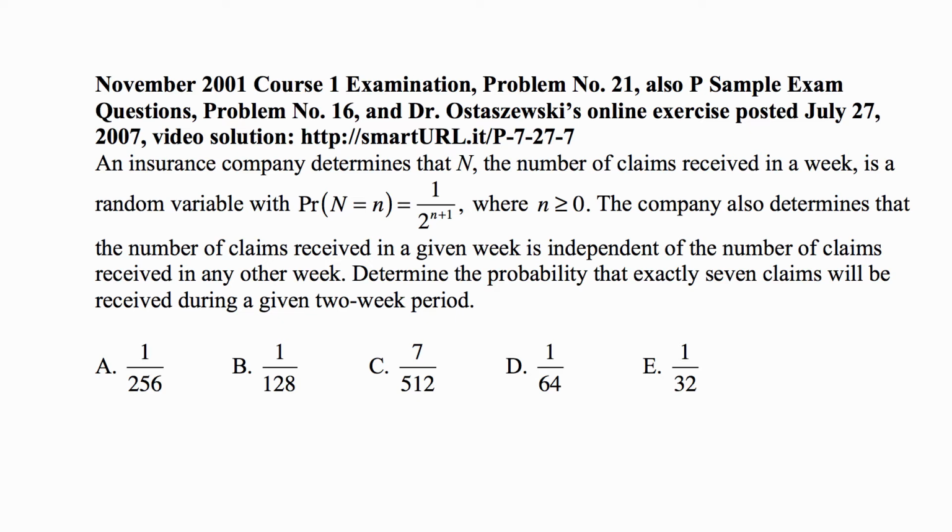Now, note that, of course, this number of claims in a given week is a discrete random variable because it can't be anything but a non-negative integer. The possible values are 0, 1, 2, and so on. The notation n greater than or equal to 0 doesn't clearly say that, but that's what's intended. N has to be an integer.